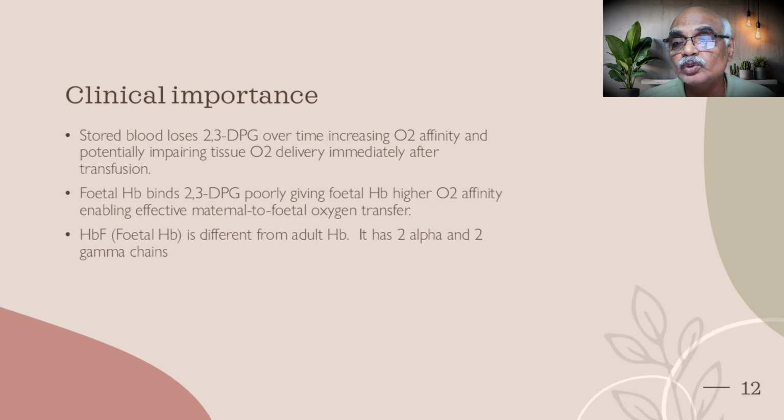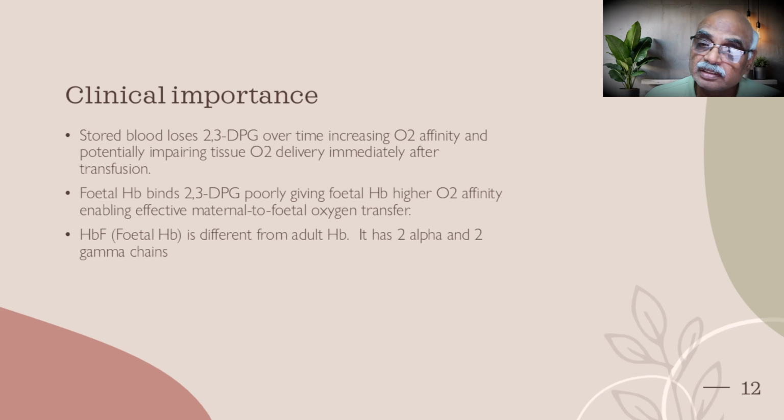So imagine you transfuse blood which has been stored for some days into a patient. This blood has an increased oxygen affinity, so it is not going to immediately provide oxygen to the tissue. Immediately after the transfusion, the oxygen level to the tissue is not going to increase, because the stored blood loses 2,3-diphosphoglycerate over time. The longer the blood is stored, the lower the 2,3-diphosphoglycerate is going to be.